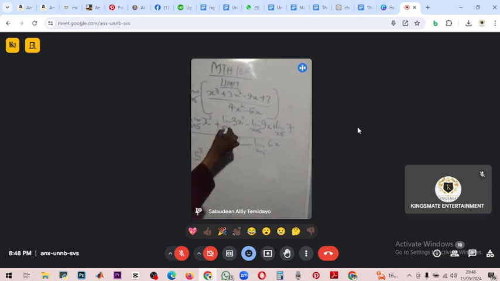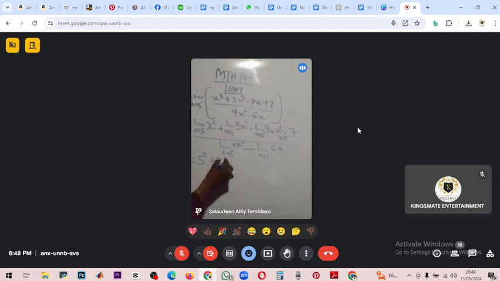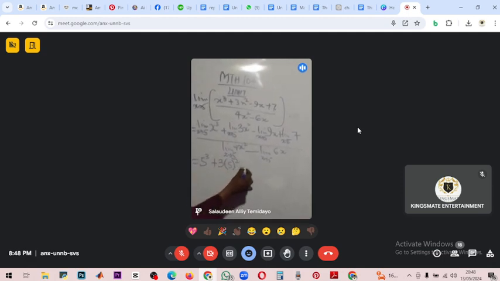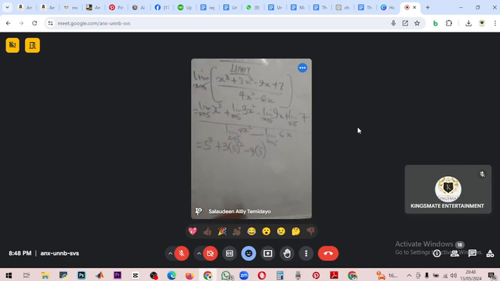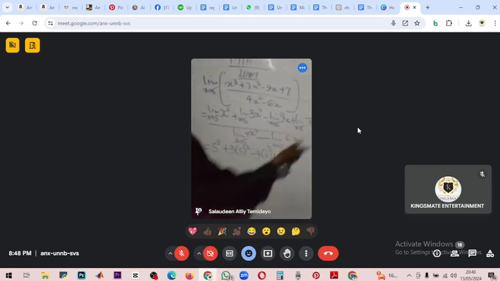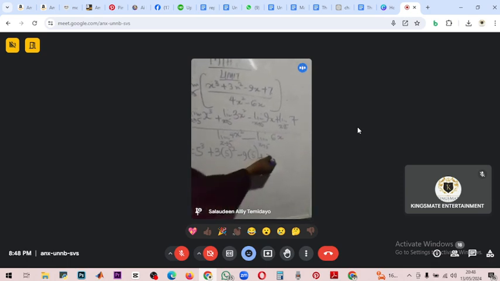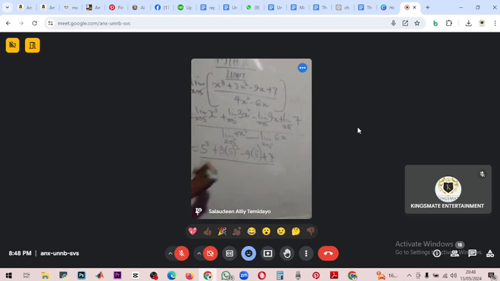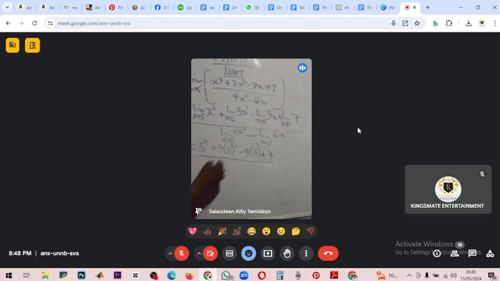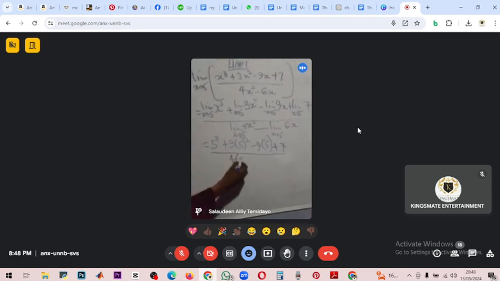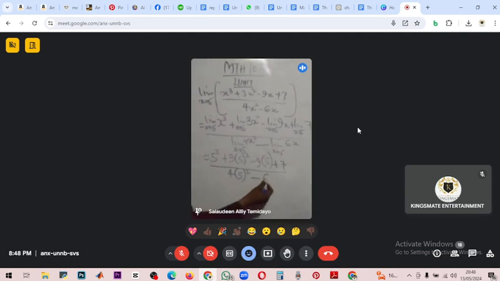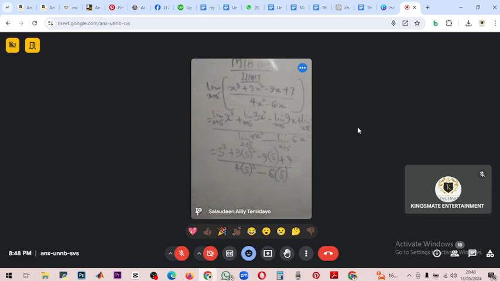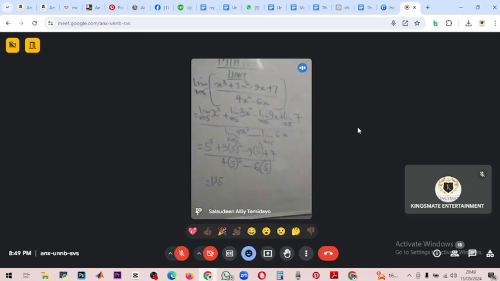That is 5 cubed plus limit x to 5 of 3x squared. That is 3 times 5 squared minus 9x. That is 9 times 5 plus limit of 7. So it's still going to be 7 because it is a constant. That is the fifth theorem I did. And for this one, limit of 4x squared as x approaches 5. So that is going to be 4 times 5 squared minus limit of 6x as x approaches 5. That is 6 times 5. 5 cubed is 125, you can do it on your calculator.